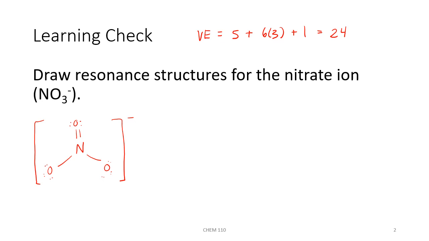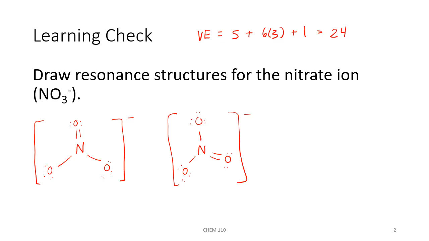When we have resonance structures, that means we have multiple bonds that are able to be moved to other locations. For example, our double bond could be on the top oxygen, or it could be on one of the other oxygens. We could also show the double bond right here. If we did, we would have to put a single bond for the other oxygens. So placing our 24 electrons, this could also be an appropriate structure that we draw for nitrate.